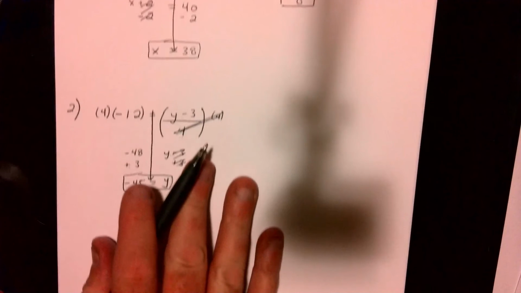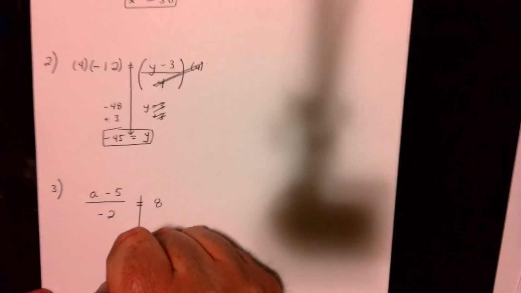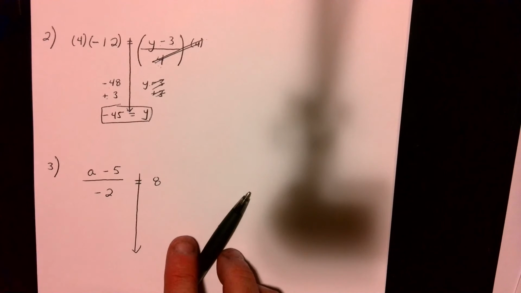I want you guys to go ahead and try one real quick. Let's say you have a minus 5 all over negative 2, which equals 8. Okay, so go ahead and break them in half to get started, and you guys go ahead and solve this.